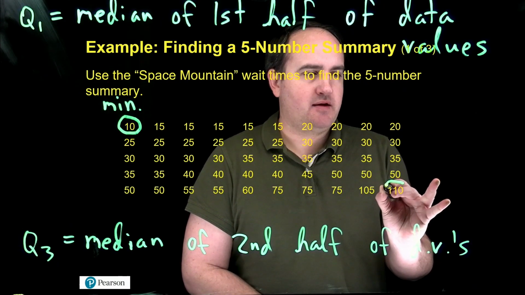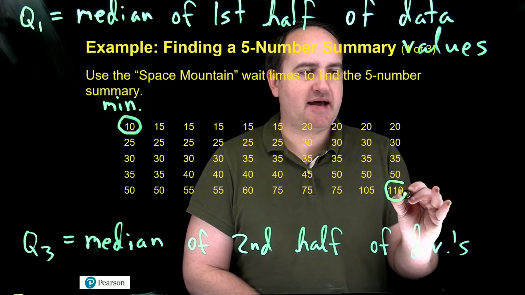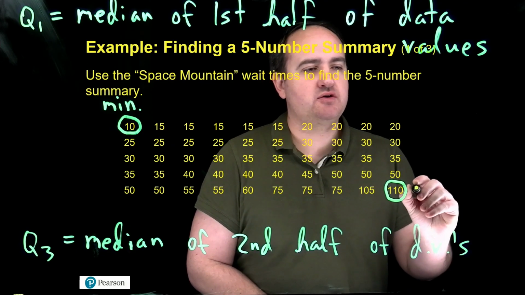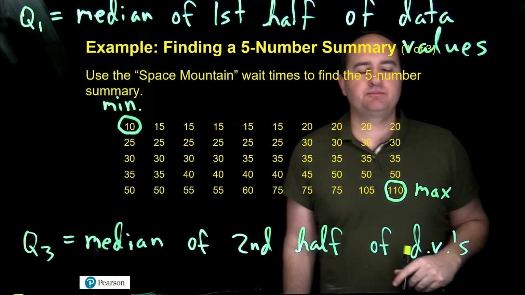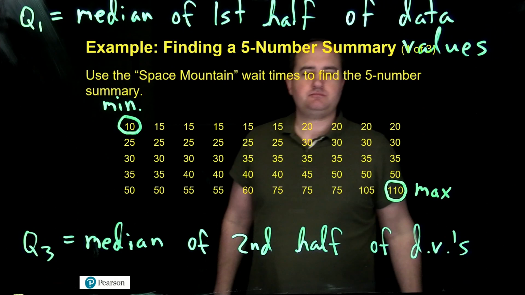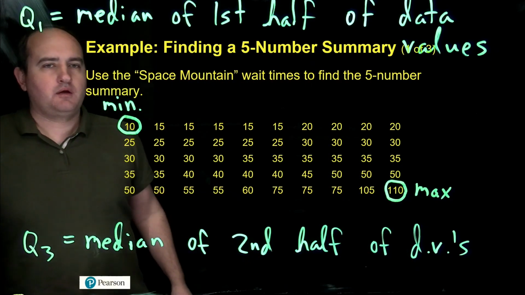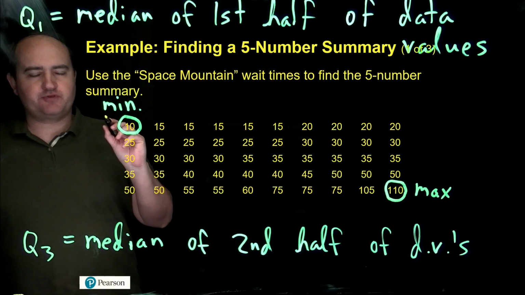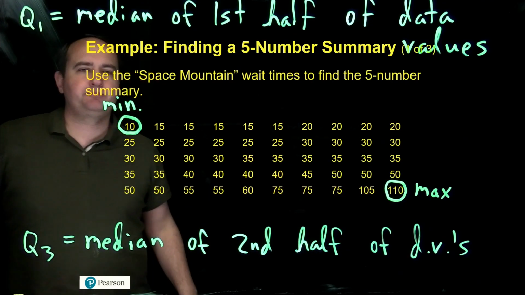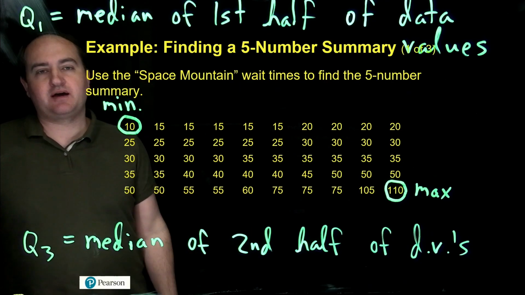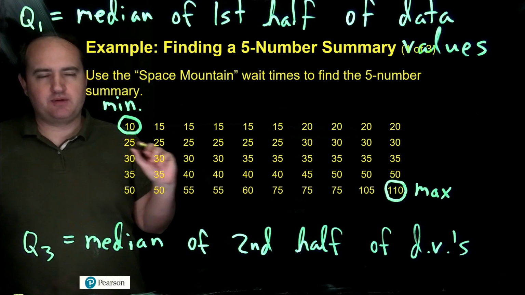So the maximum is the very last data value when the data values are sorted in order. So here, the maximum is 110. All right, so the minimum is the first number, which is 10. The maximum is the last number, which is 110. Those are always the easiest to calculate, so that's why I do them first.